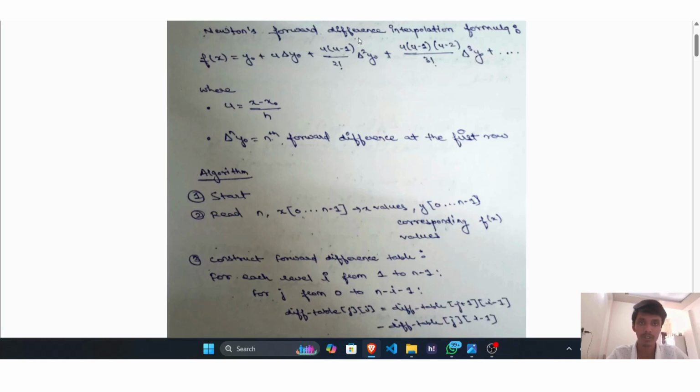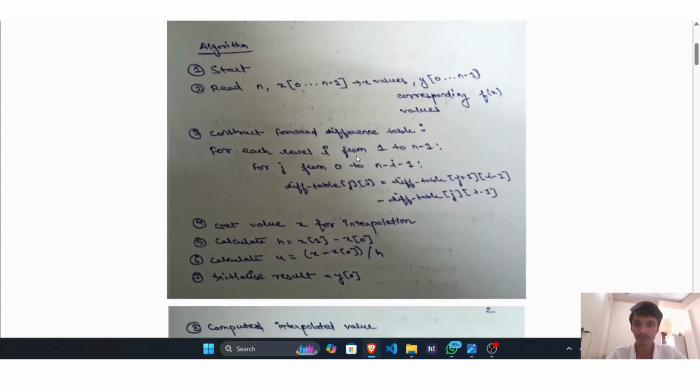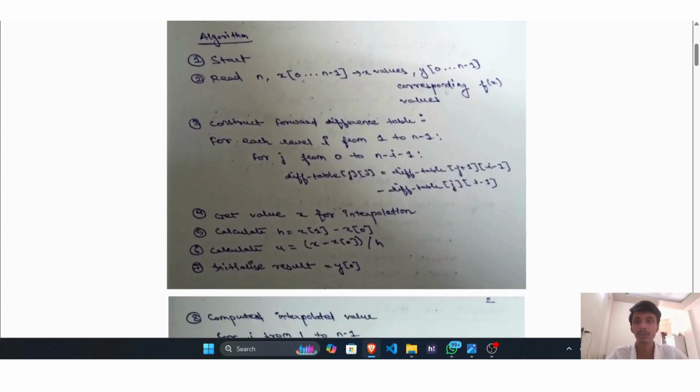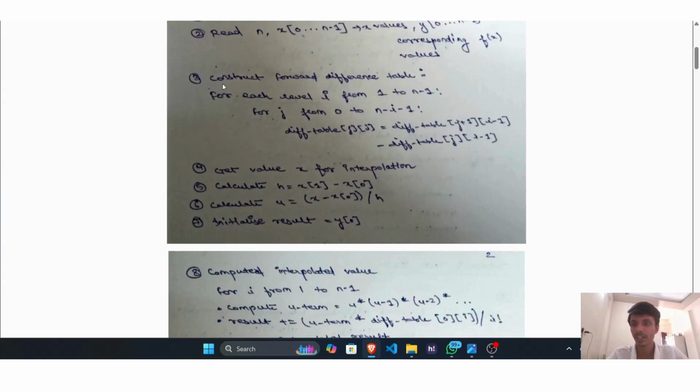Here the forward difference of y0 is the forward difference from the first row. We can put this formula into an algorithm like this: we take the n values of x from 0 to n minus 1 and the corresponding values of f(x) from 0 to n minus 1 as y. While constructing the forward difference table, we loop i from 1 to n minus 1 and an inner loop j from 0 to n minus 1 minus i.